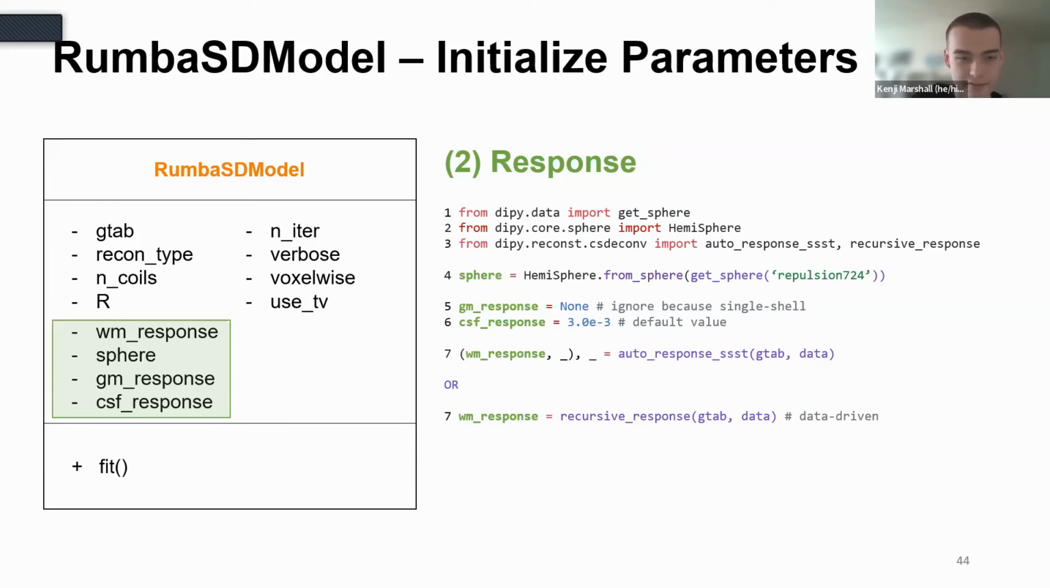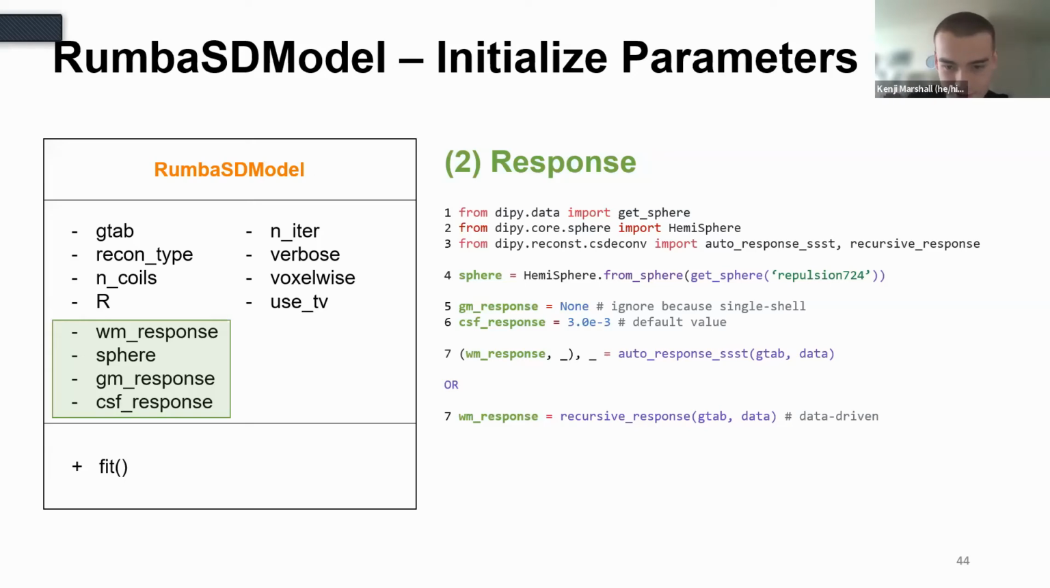Next, we set our gray matter response to none. This is because Stanford-Hardy is a single shell data set, and so there's no point in having both compartments. And then we set a CSF response to 3 times 10 to the negative 3. This is the default value in Rumba, and it generally will work pretty well for most use cases, but we show it explicitly here.